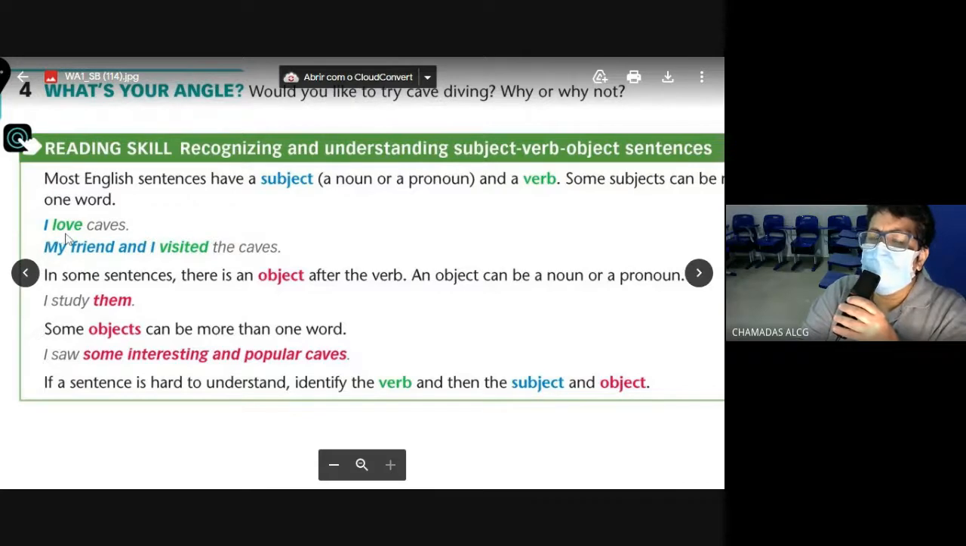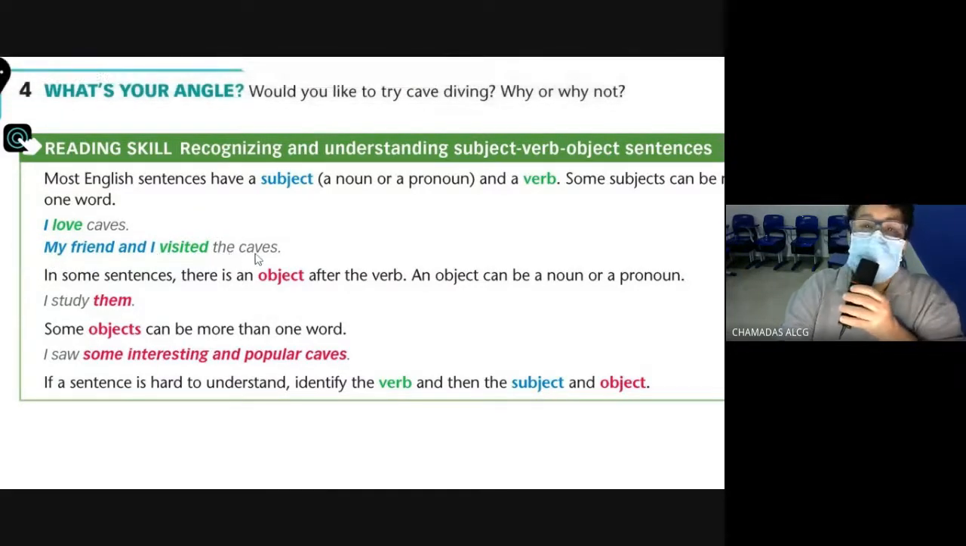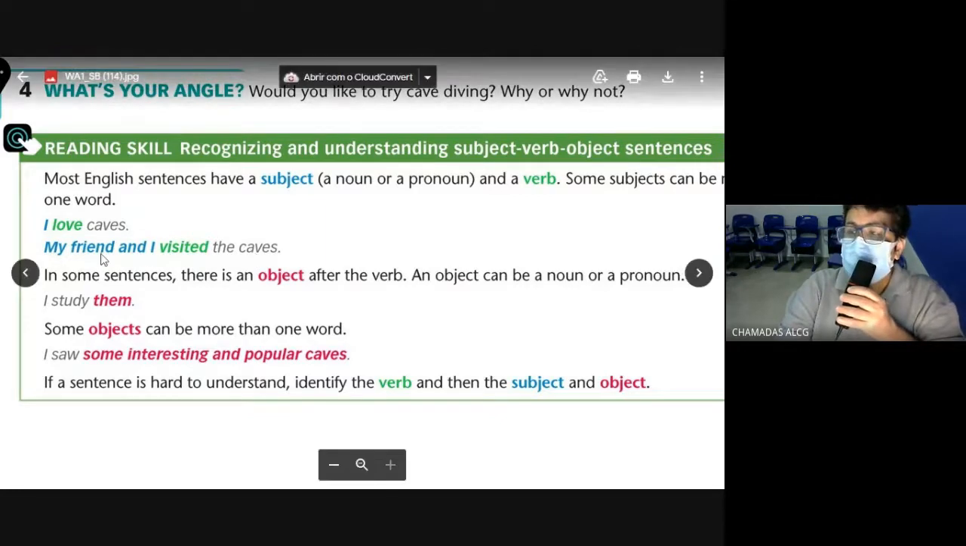Example, I love caves. Here the subject is in blue: I. Next one. My friend and I visited the caves. The subject is my friend and I. Okay? So, two people.